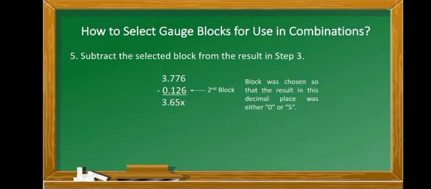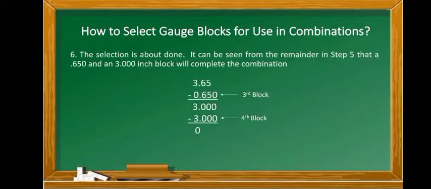Then subtract the selected block from the result in step 3. So 3.776, the remaining length, minus our second selected block, 0.126, equals 3.65. The block was chosen so that the result in this decimal place was either 0 or 5. As we can see, the third decimal place, the number 6, has been eliminated, which leaves the second decimal place a 5.